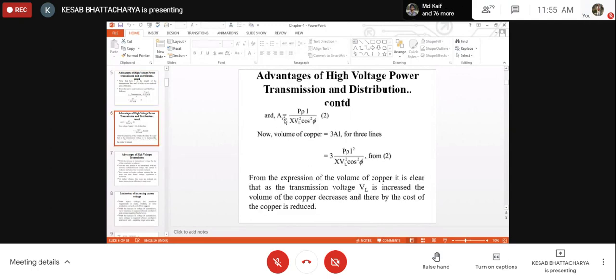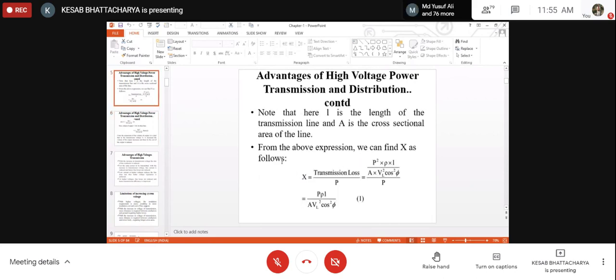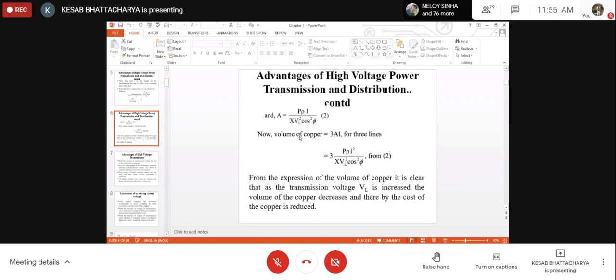Therefore, A is equal to, from the previous expression here, we have the expression for X. From here, we can find the expression for A. A will be P into rho into L by X VL square cos square phi. That is what is written in the next expression. So, this is the expression for the cross-sectional area of the conductor, and that is equal to P rho L by X VL square cos square phi, and the number of the equation is 2.